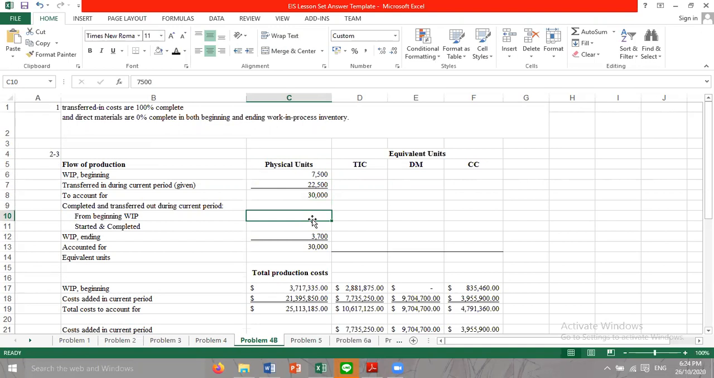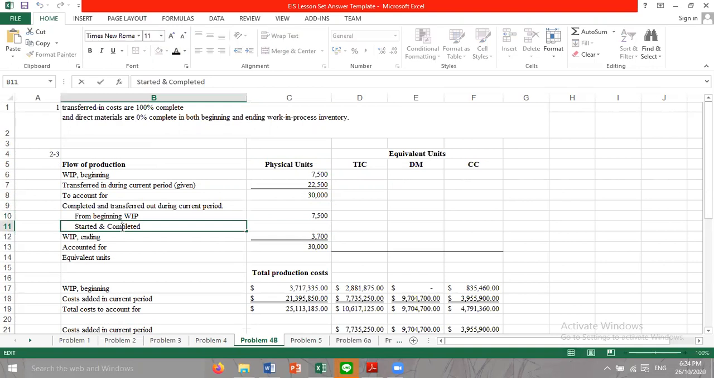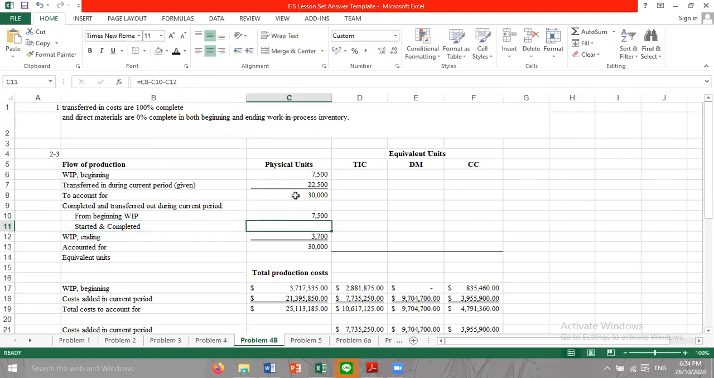Now, from beginning WIP, we know beginning WIP is 7,500. So we just type 7,500. Now, from these two data, we can already calculate how many units are started and completed, which is 30,000 minus 7,500 minus 3,700, which is equal to 18,800. So this is the physical units that we obtained.